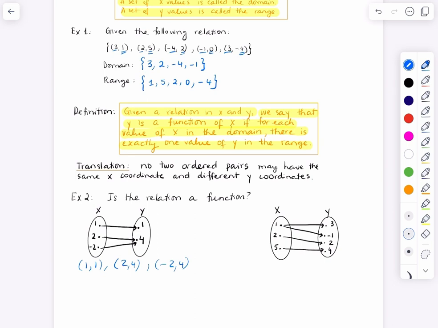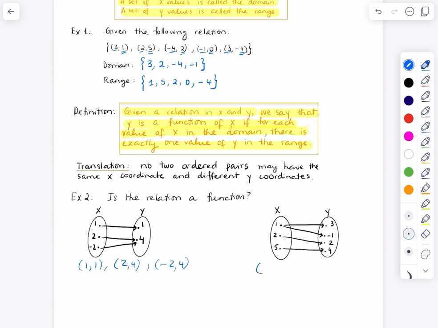Now looking at all these ordered pairs here, we can see that all the x coordinates are different. All of them are different. Therefore, it is a function because it has no two ordered pairs that have the same x coordinate and different y coordinate at the same time. All right, let's look at this example over here.